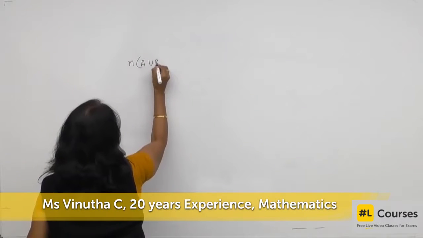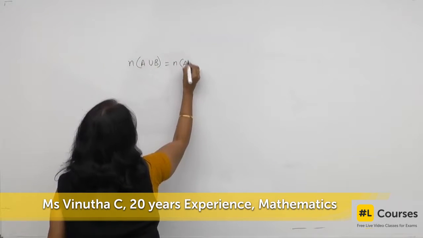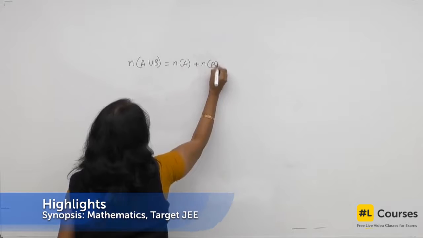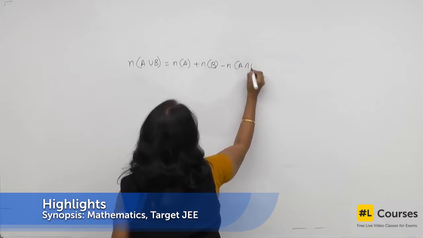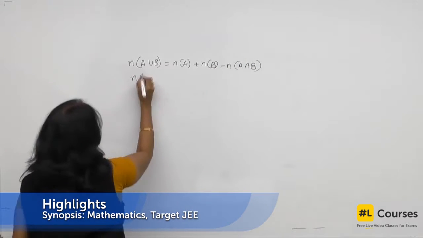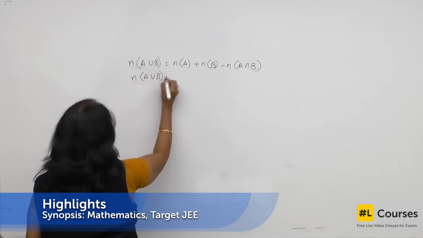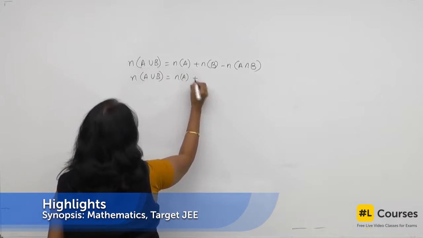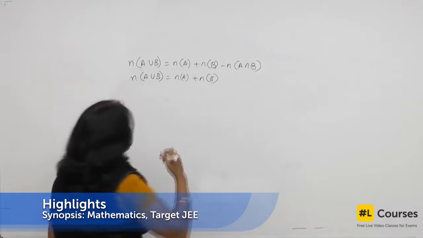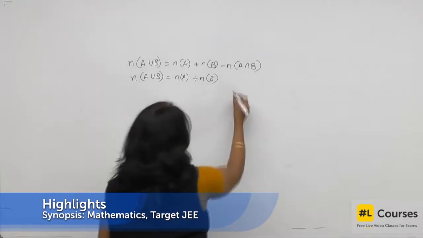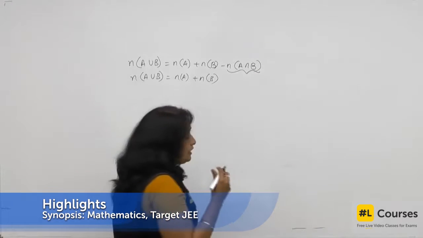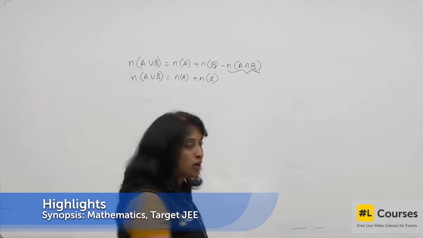n of A union B is equal to n of A plus n of B minus n of A intersection B. We also know that n of A union B is equal to n of A plus n of B when this intersection is going to be 0. Now what if you have intersection as 0? What are those called?